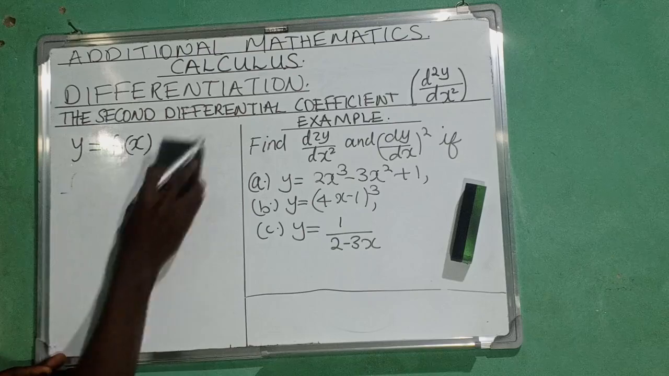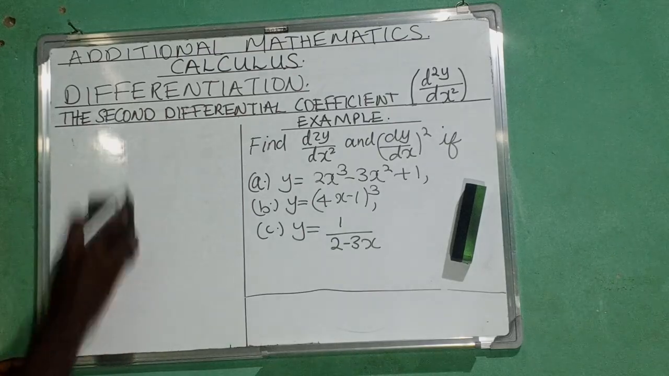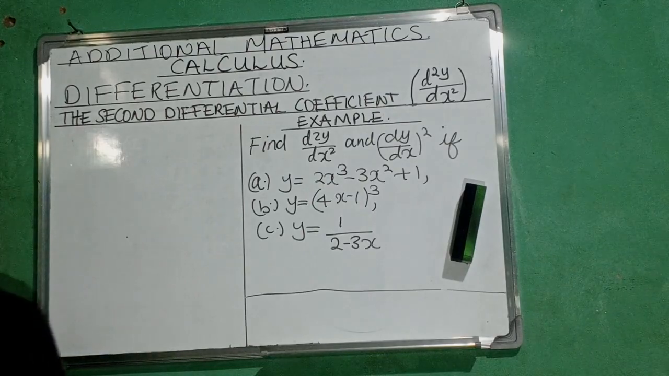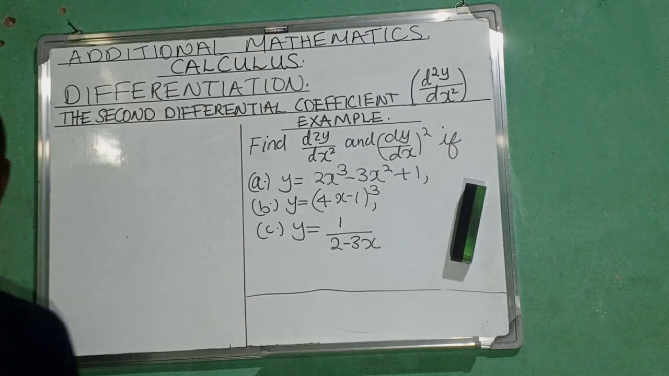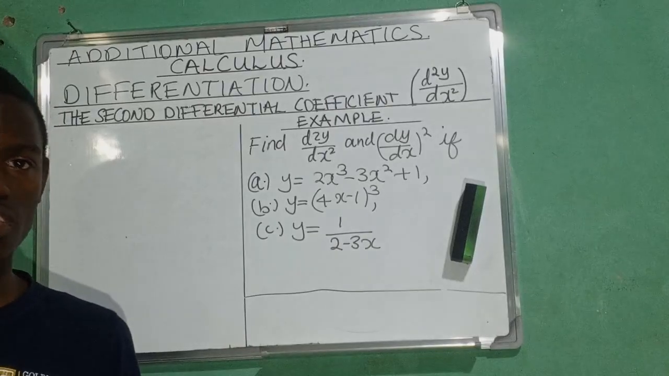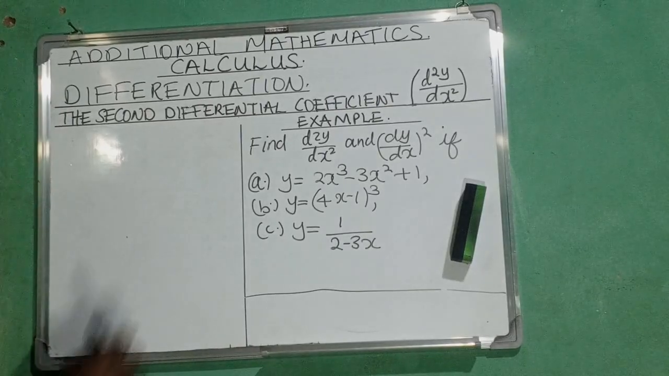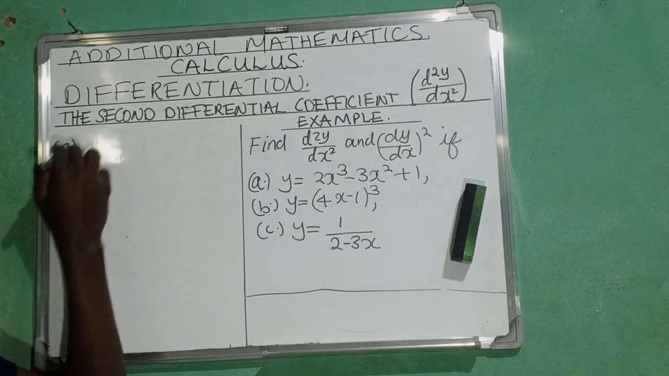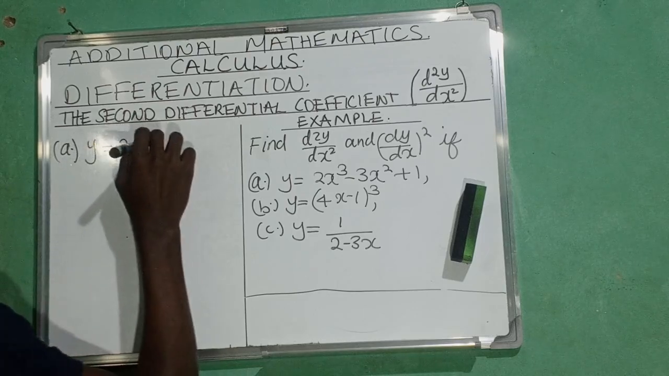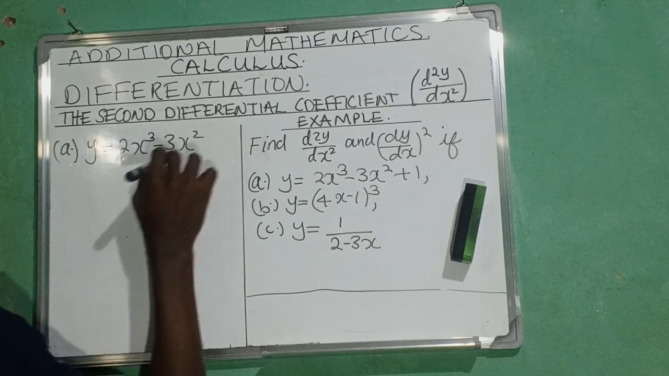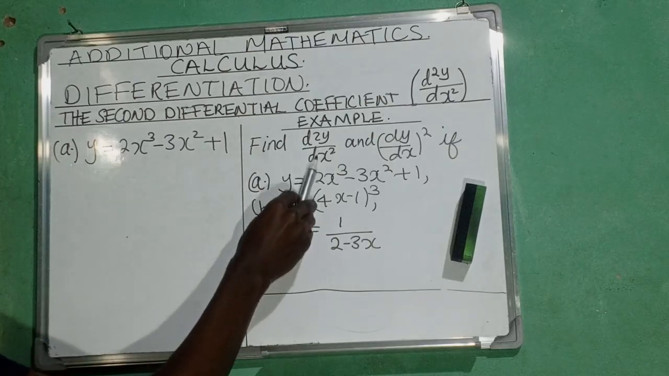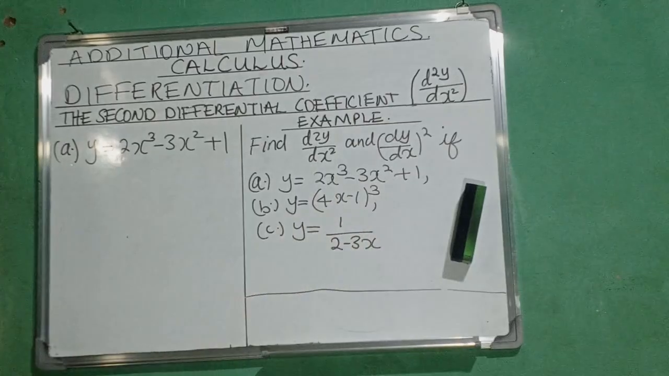So we have some examples A, B, and C. By now you should be familiar with how we find derivatives. If you do not know how to find derivatives, I'm going to link some videos on how to find the derivatives in the description below. So let's start with question A. We have y is equal to 2x to the power 3 minus 3x to the power 2 plus 1. And they want us to find d2y dx2 and (dy dx) squared.